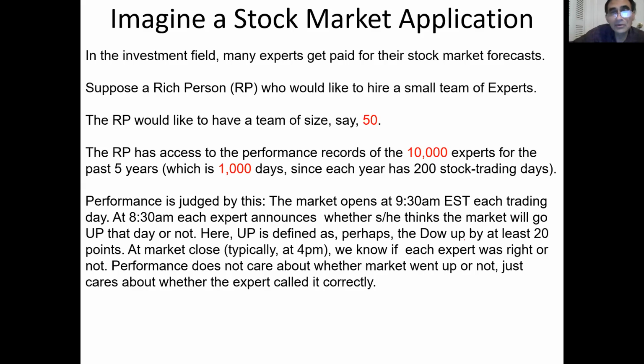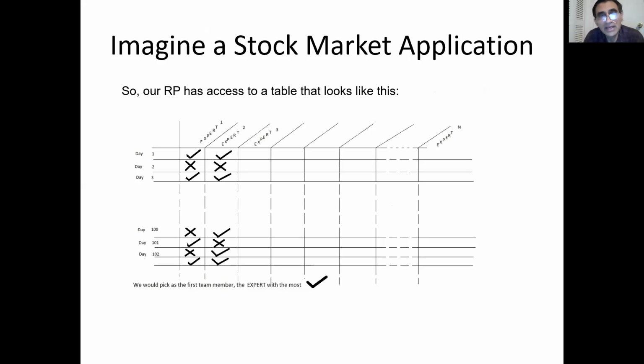And that means that for each expert, he has this table in front of him. It says expert 1 and expert 2 and then expert 3 and so on. And then in the grid, you've got day 1, day 2, day 3, day 100, day 102 and so on. And the check marks and the crosses mean that at the end of the day, that expert was correct or that expert was wrong, right? Meaning whatever call they made in the morning, at the end of the day when the market closes at either 4 o'clock or 4:30, I don't remember exactly now, in New York, you check to see did the expert make the correct call or not, okay?